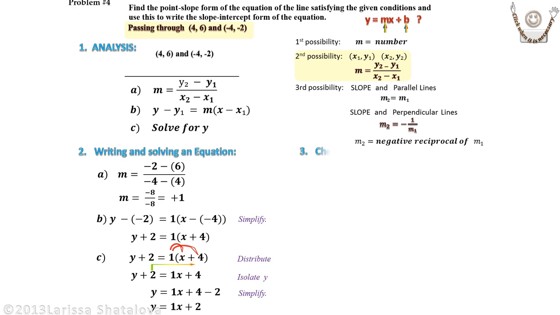Now checking. Here is our equation, and let's replace x by 4 and y by 6. We are using first point, and check, is right side equal to left side or not? Yes, it is. So that tells us that our equation is correct. And now we can show the answer. Y equals positive 1x and positive 2. Positive 1 is slope and positive 2 is y-intercept.